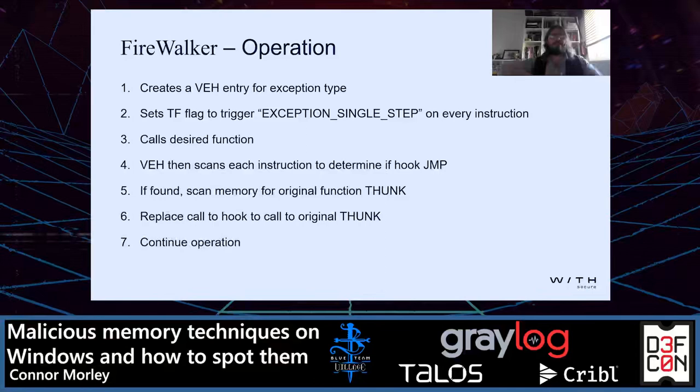So it scans. You create a VEH, you trigger it to make these exceptions on each subsequent command, you then run the process you want, and you check to see whether it does a hook jump. And if it does, you then scan to see whether it's duplicated, and if it is, you just jump around it and avoid the EDR telemetry acquisition altogether. And then after that, you can just remove the VEH, reset the TA flag, and continue your operation.